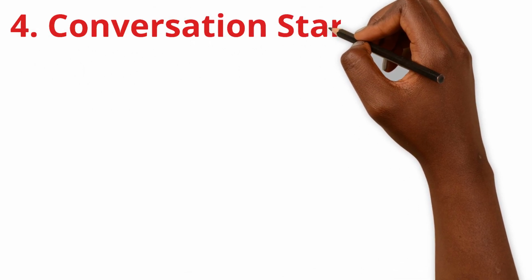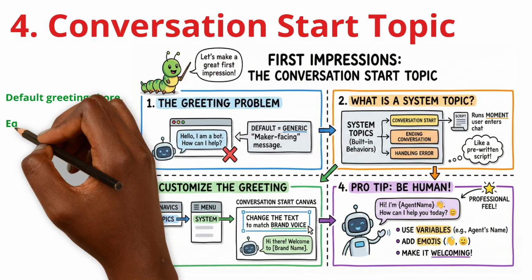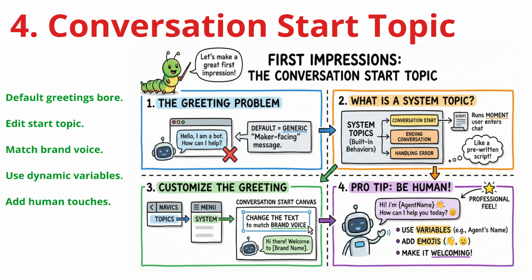Let's make sure your agent makes a great first impression. When someone opens your agent, the very first thing they see is the greeting. The problem is the default greeting in Copilot Studio is generic and robotic. It's a maker-facing message that just feels unprofessional. To fix this, we need to understand system topics. These are built-in behaviors, like pre-written scripts. The conversation start script runs the exact moment a user enters the chat. You need to customize this.